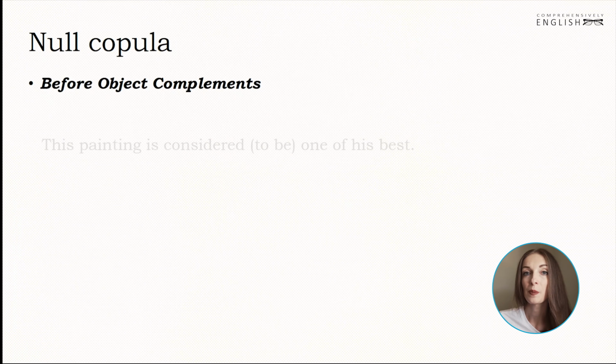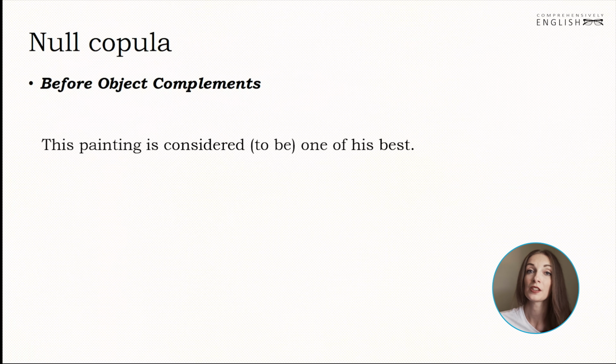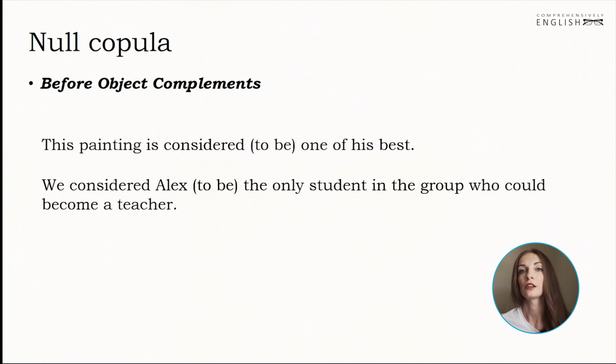Be can also be omitted before object complements. A common case is after the verb consider. This painting is considered to be one of his best, or you can simply say this painting is considered one of his best. We considered Alex to be the only student in the group who could become a teacher. Or we simply considered Alex the only student in the group who could become a teacher.